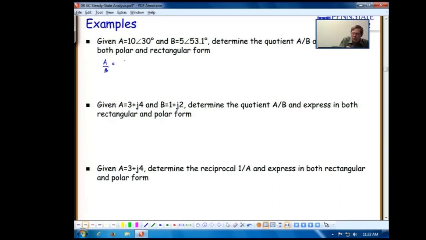If I keep things in polar form, it would be 10 angle 30 degrees divided by 5 angle 53.1 degrees. Divide the magnitudes, that's 2. Subtract the angles, 30 degrees minus 53.1 degrees. And this gives me 2 at an angle of negative 23.1 degrees.